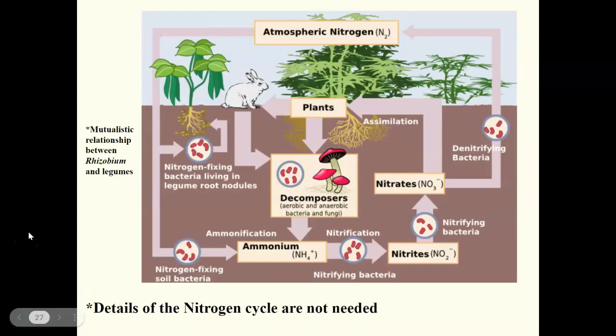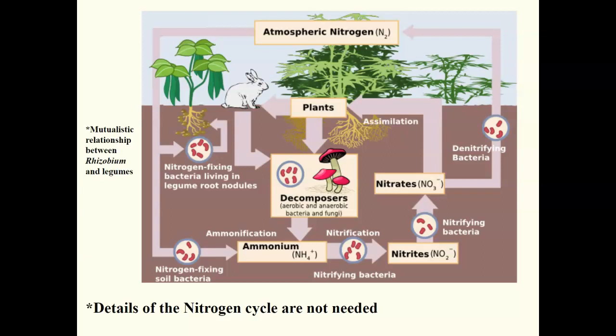Here's an example of the nitrogen cycle. The details of the nitrogen cycle are not needed, but you should have an understanding in general of how nutrients get cycled. So remember, we talked previously about there being nitrogen in the atmosphere. N2 is the most abundant gas in the atmosphere, but the problem is it's not in a usable form by organisms, and we need a way to get nitrogen to the plants.